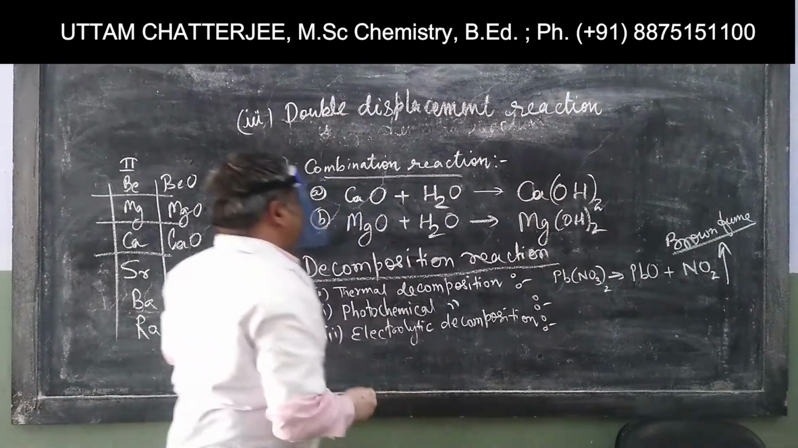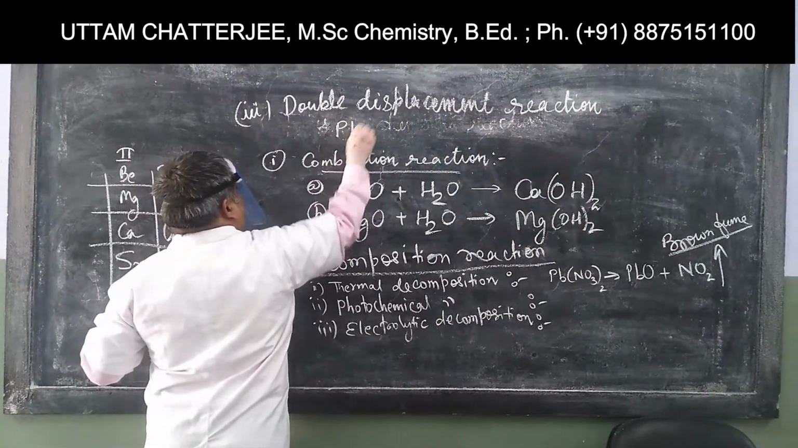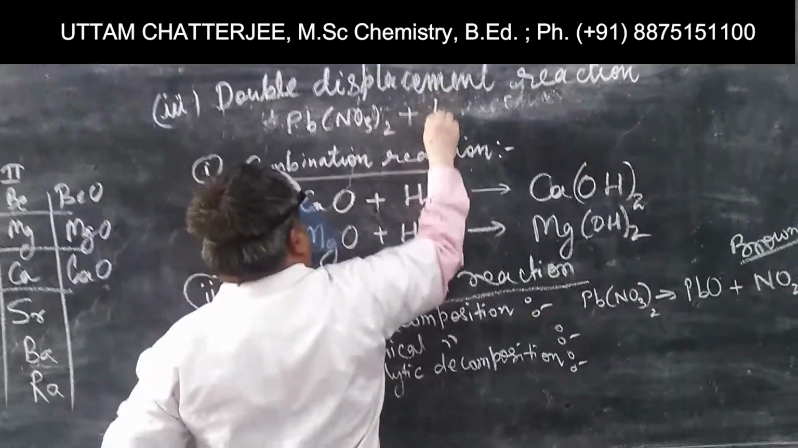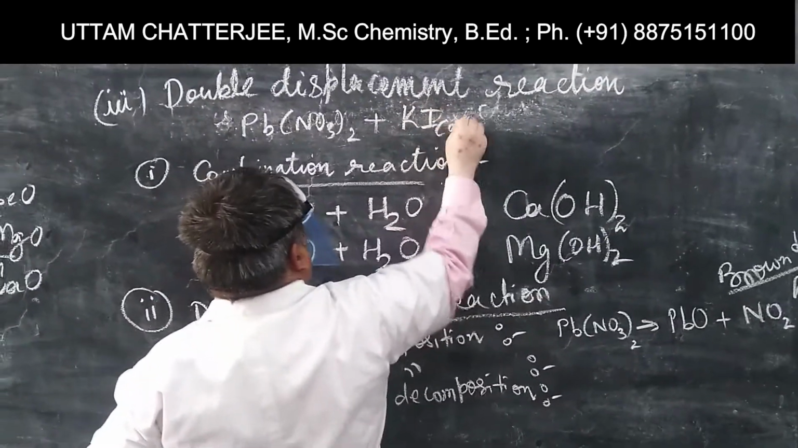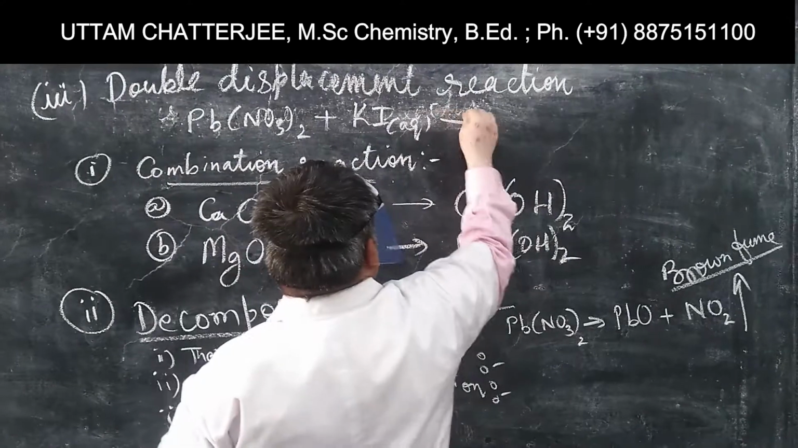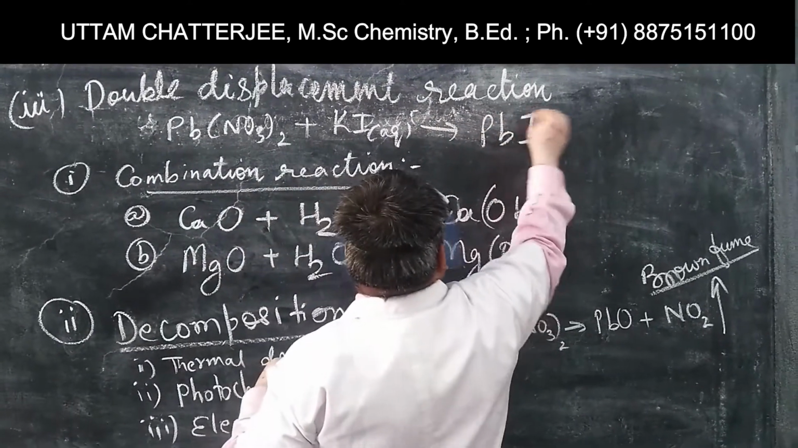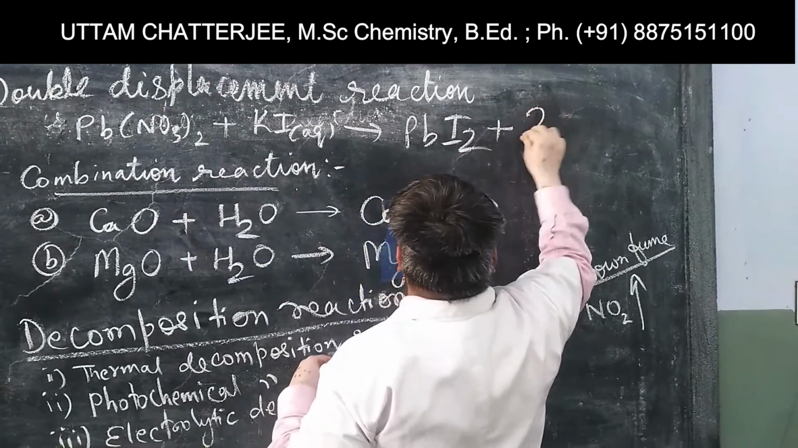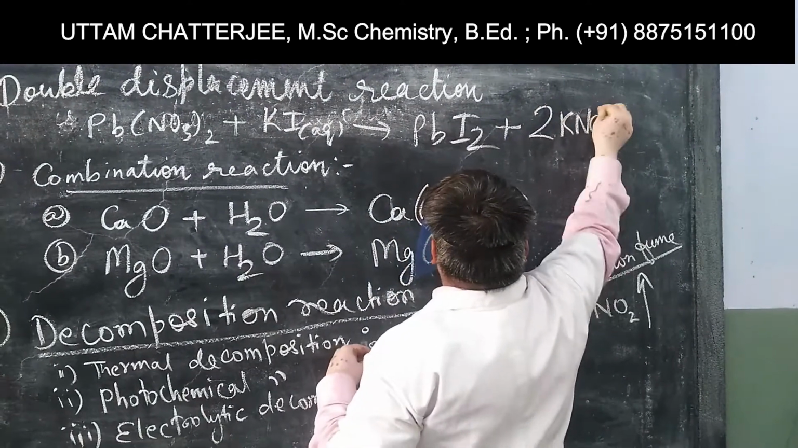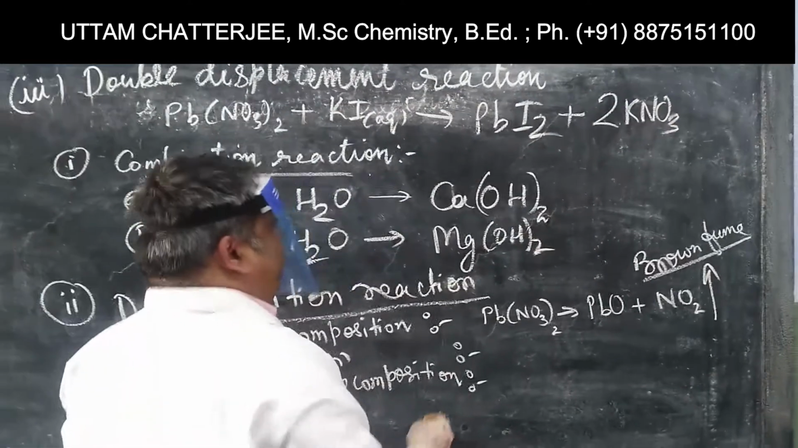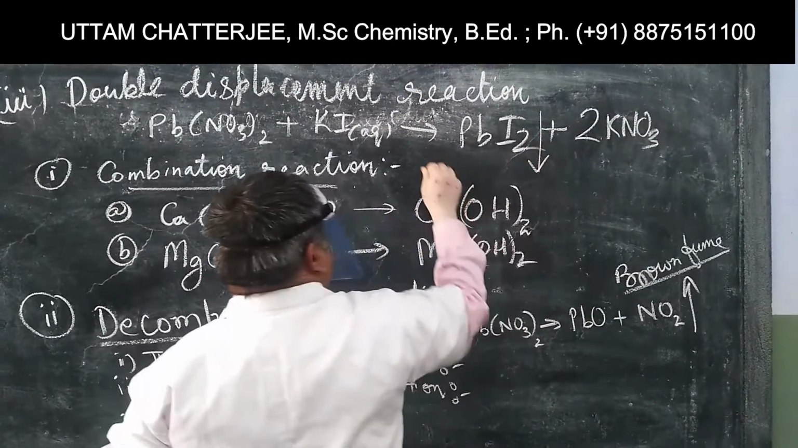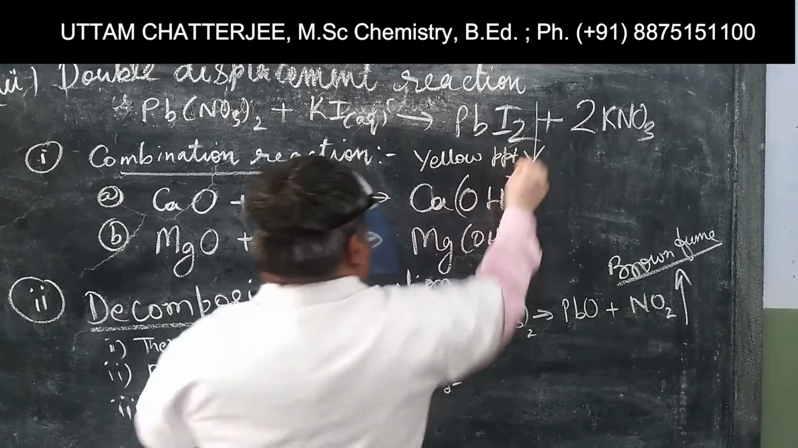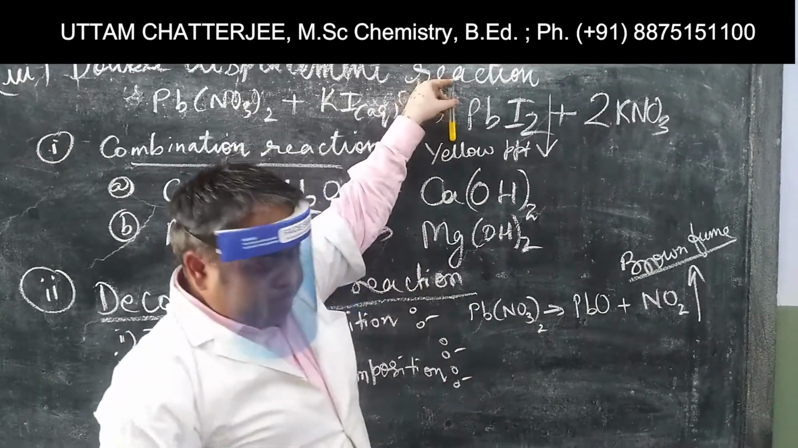In a double displacement reaction, lead nitrate is reacting with KI solution to form PbI2 and 2KNO3. This PbI2 is the yellow precipitate. This is the yellow precipitate.